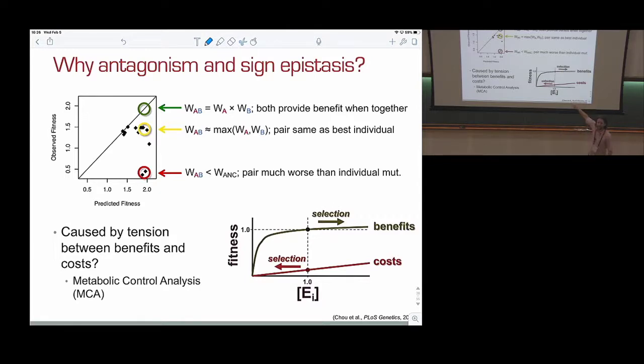But generally speaking, they don't go down. Okay, then why would you get sign epistasis on a nice, smooth, monotonically increasing curve? That doesn't seem to make much sense.